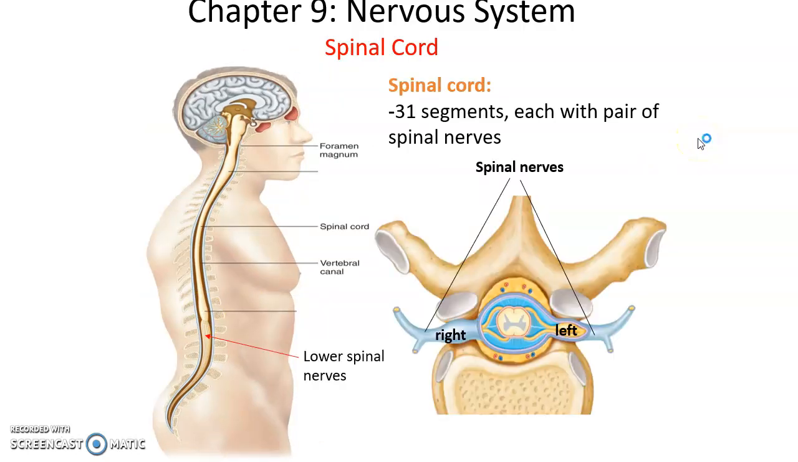We can break the spinal cord into 31 segments, and each segment has a pair of spinal nerves, a right and left spinal nerve.